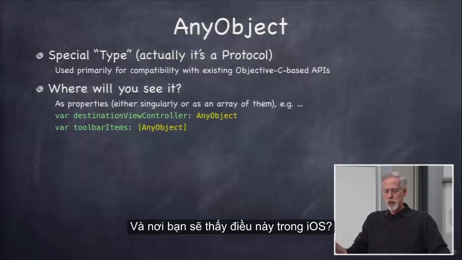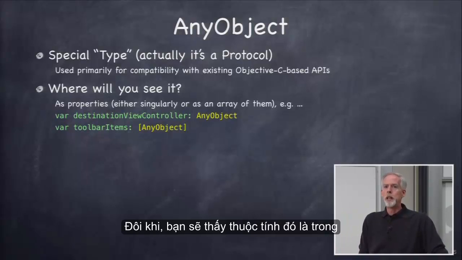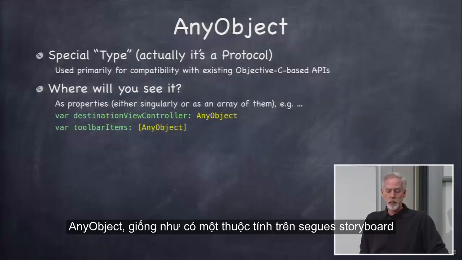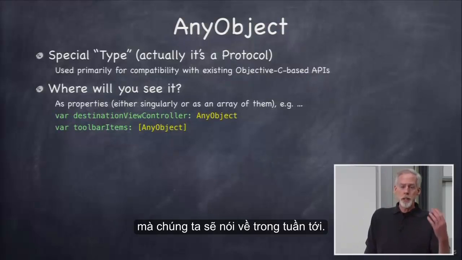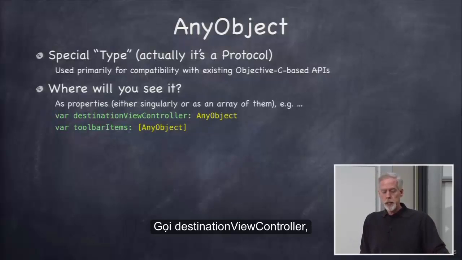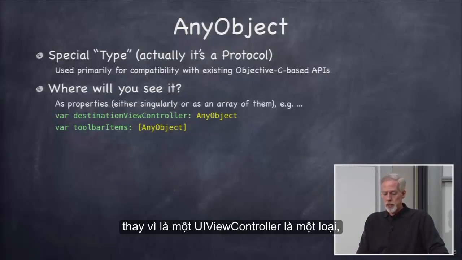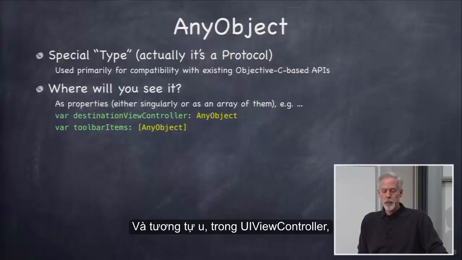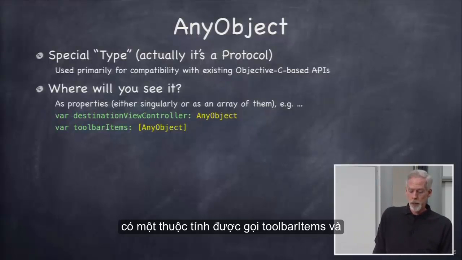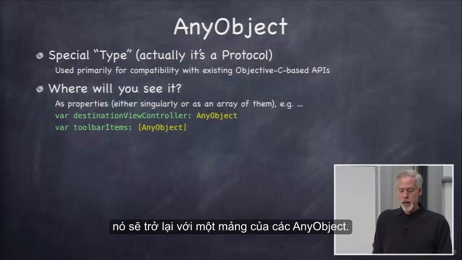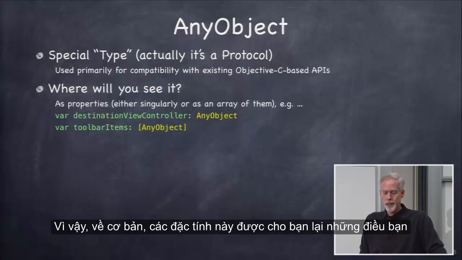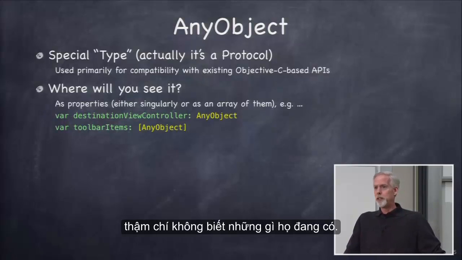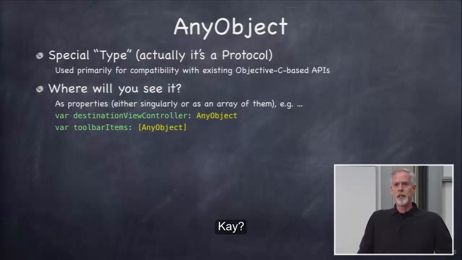And where will you see this in iOS? Sometimes you'll see properties that are AnyObject, like there's a property on storyboard segues, which we're going to talk about next week, called destination view controller. Instead of being a UIViewController, it's of type AnyObject, okay, for historical reasons, really. And similarly, in UIViewController, there's a property called toolbarItems, and it returns an array of AnyObject, okay? So basically, these properties are giving you back things you don't even know what they are, okay?